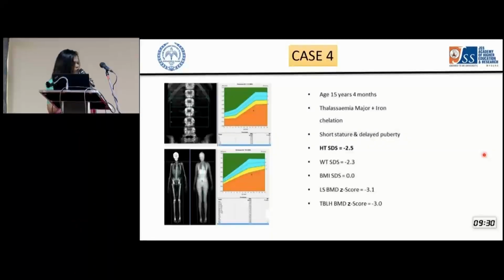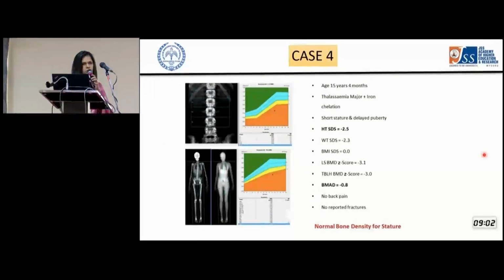Now going on to case 4, this is a 15-year, 4-month-old child with thalassemia major on iron chelation. She is referred with short stature and delayed puberty. The height STS is minus 2.5, weight STS is minus 2.3, and when you look at the BMD Z score, it is minus 3.1 here, and the total body less head BMD Z score is minus 3. So what actually you should be doing here is correcting this with the bone mineral apparent density, BMAD. So here you can use the Carter formula to calculate the BMAD, and when you do the BMAD here, you can see that it is minus 0.8. The Z score with BMAD is minus 0.8.